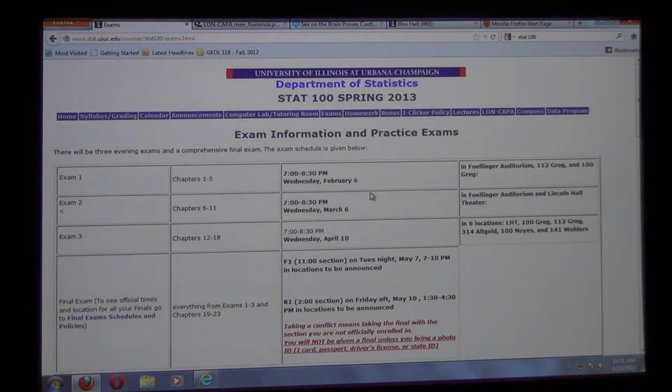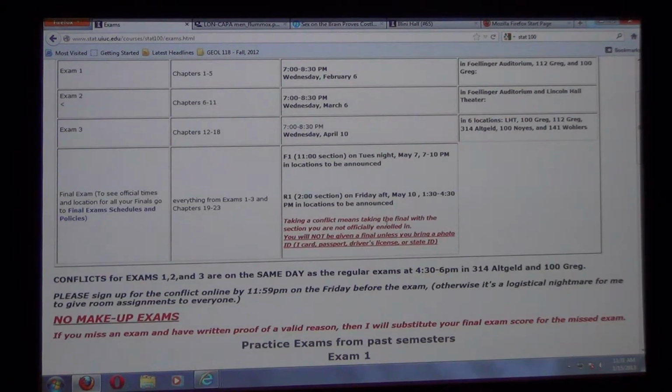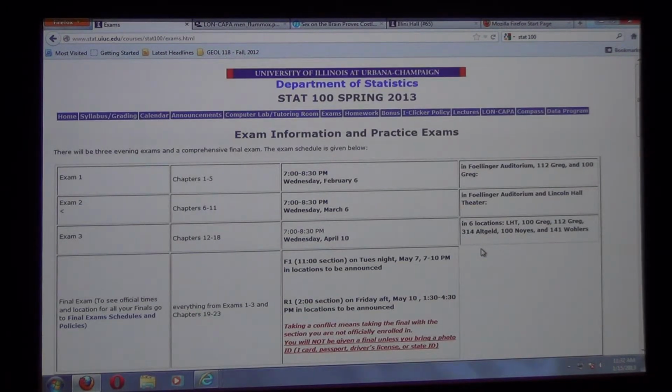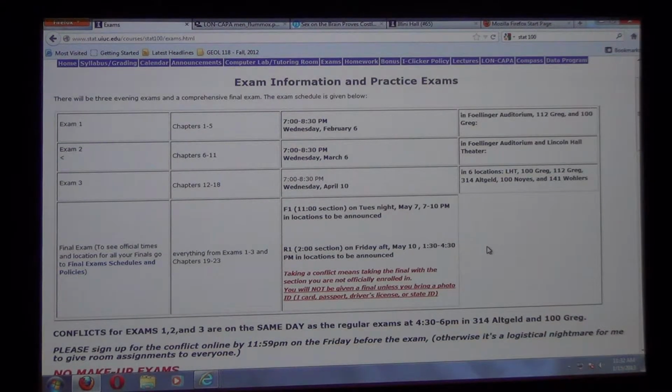Exams are really important, and here's when they are. There's 3 evening exams, and they're worth 20% each, 60% of your grade, and then a final is another 25% of your grade. So 85% of your grade is on exams, and 15% is on homework. It's pretty high, but I really prepare you well for the exams, and if you come to lecture and do the homework, everything's written by me, it's all integrated. So the homework will prepare you for the exams, the lecture, everything.